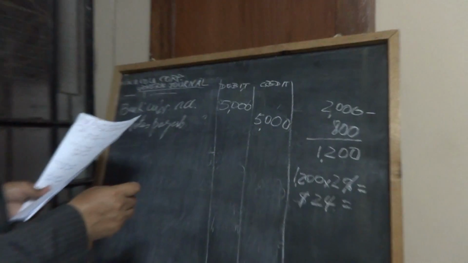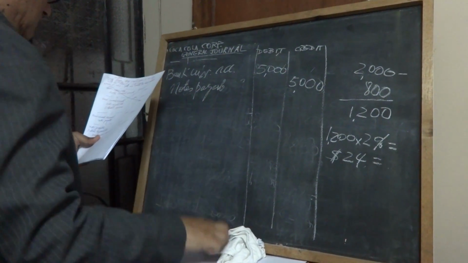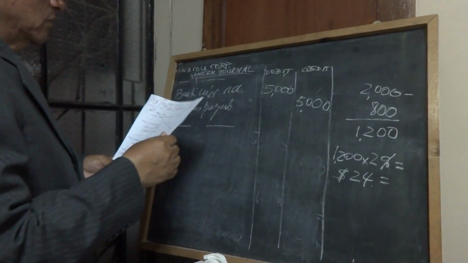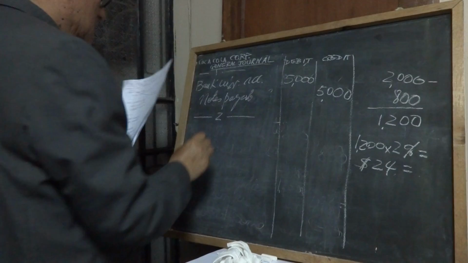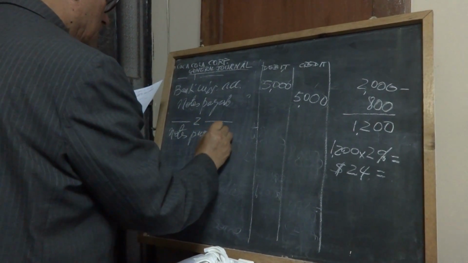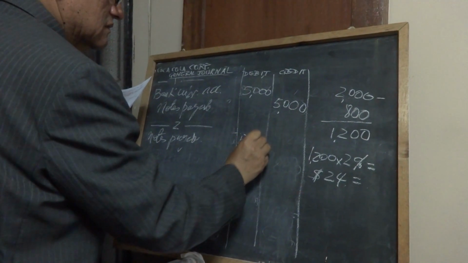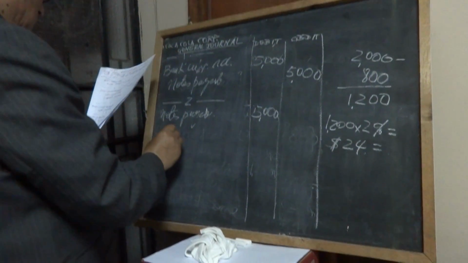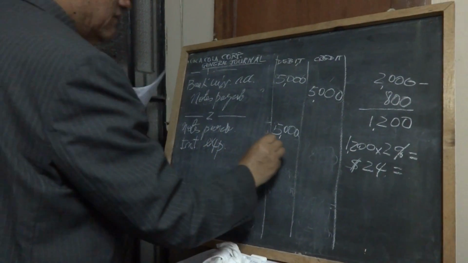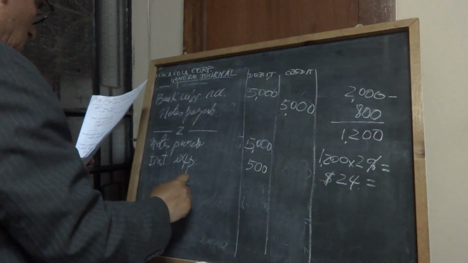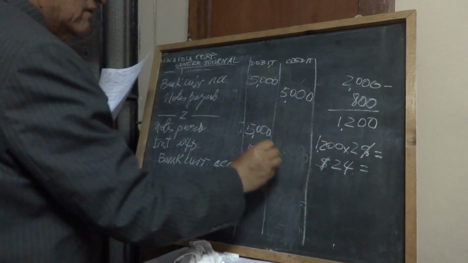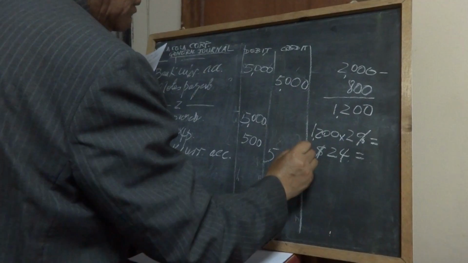A month later, Coca-Cola Corporation returns the loan to Bank of New York, and the entry in the journal will be notes payable for $5,000 on debit, and interest expenditure for $500 on debit, and bank current account for $5,500 on credit.